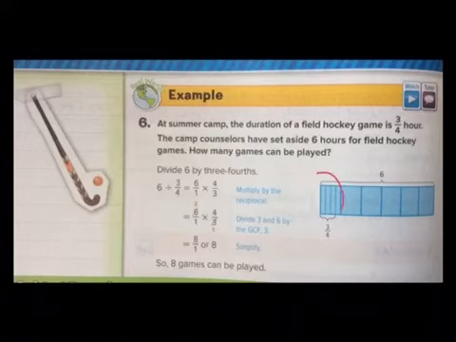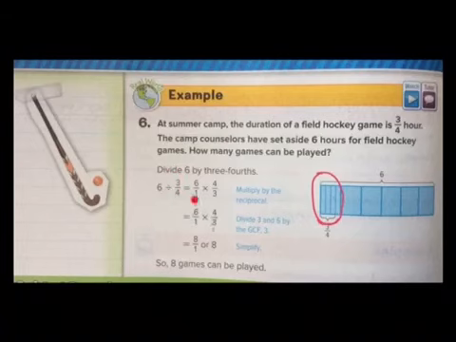You see how an hour can be broken up into 4 parts? Well, we only need 3 parts. You see it right there, right? We only need 3 parts. So how many games can we play? So then we're just counting by 3 within all of these 6's to see how many we get. So really what we're doing is we're going to divide 6 by 3/4 so that we can see how many 3/4 are in 6. Make sense?